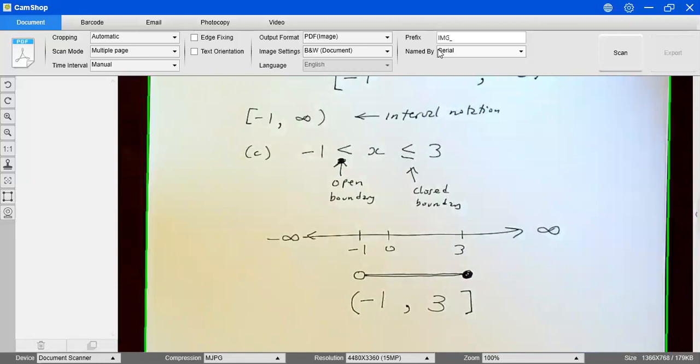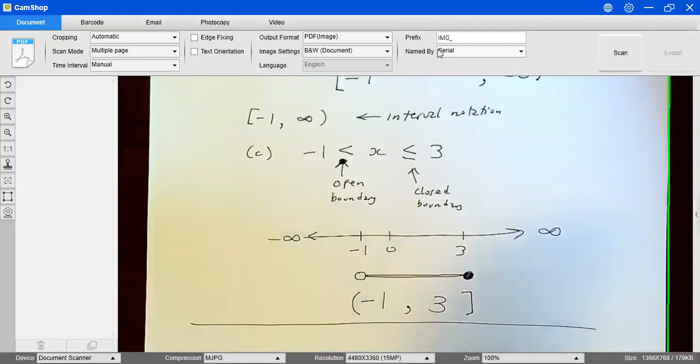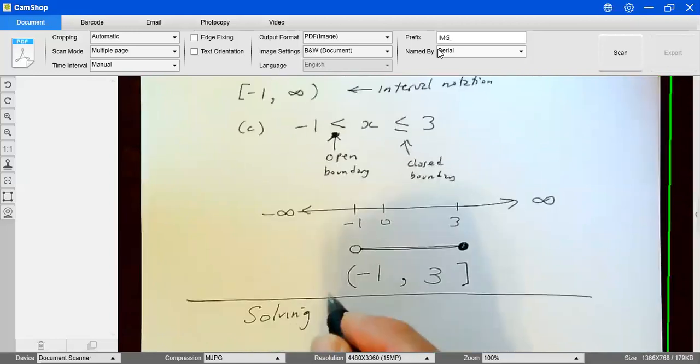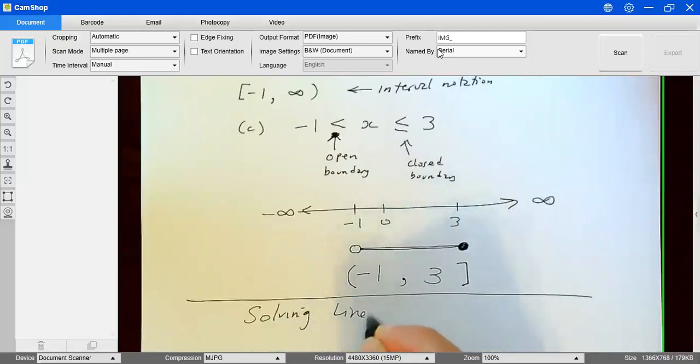Now we're going to start solving linear inequalities. And then you're going to have work to do. We're almost done with this chapter. I'm going to solve 4 problems for you. And then you're going to be able to work on the exercise set. So I'm going to start solving linear inequalities.